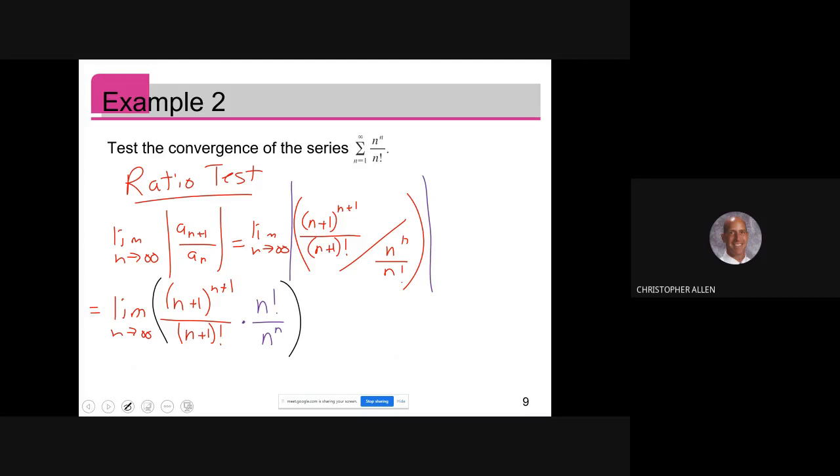Yeah, so I'm going to do a couple of things here. Let's just talk about that. You're talking about the factorial, correct? Or you're talking about the power? So first of all, this n plus 1 factorial is the same thing as n plus 1 times n factorial. You would agree with that, right?